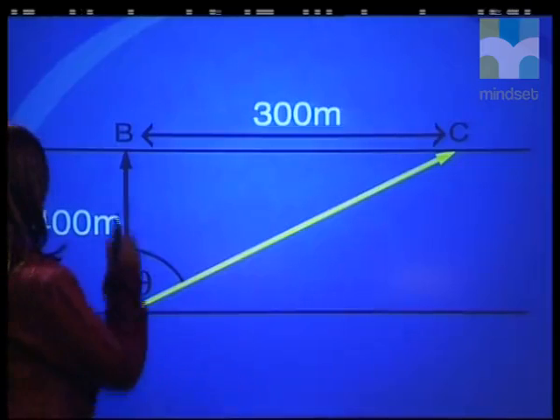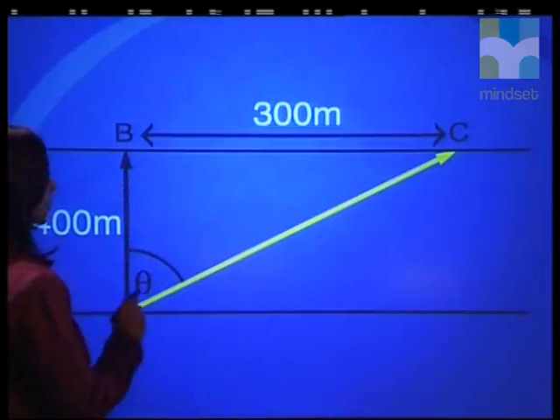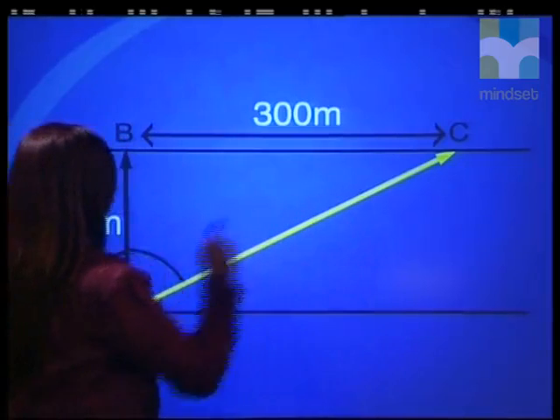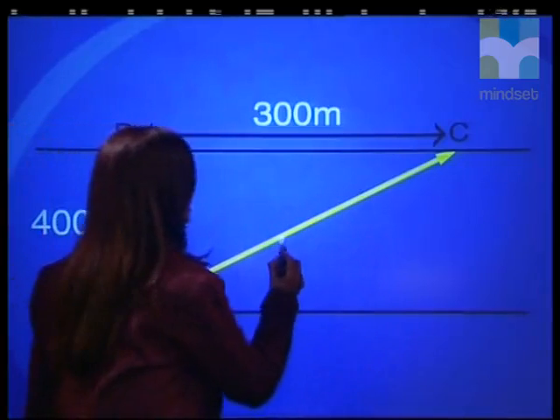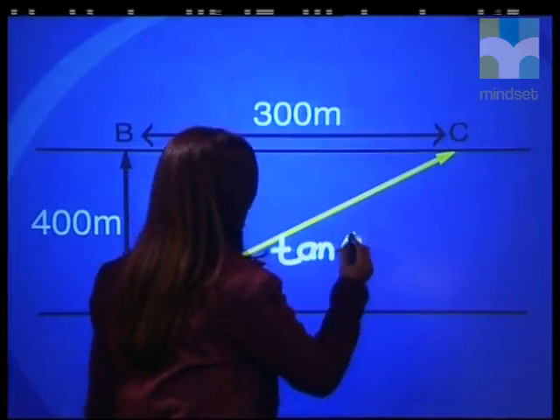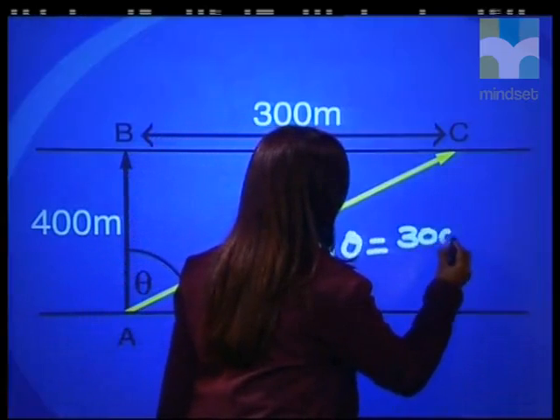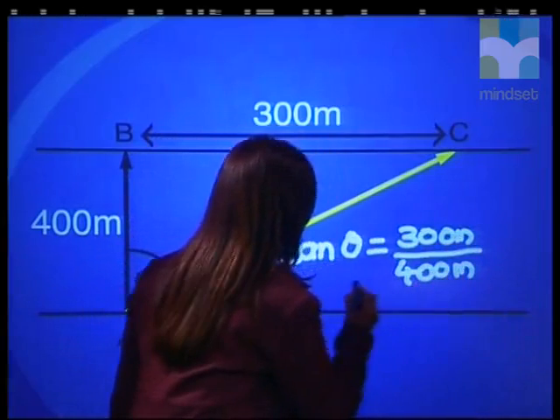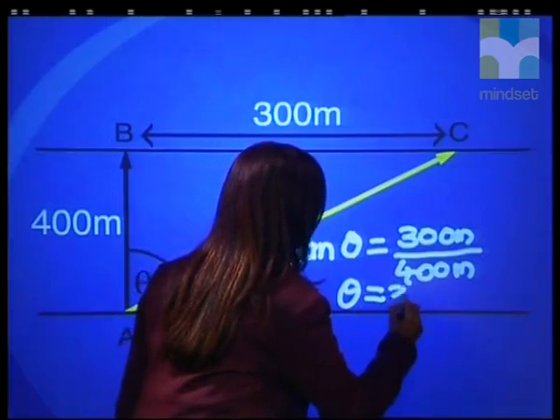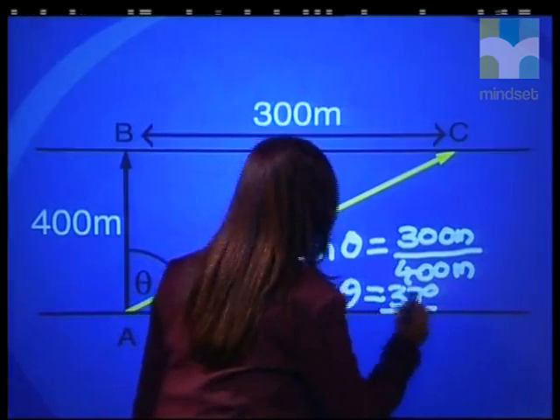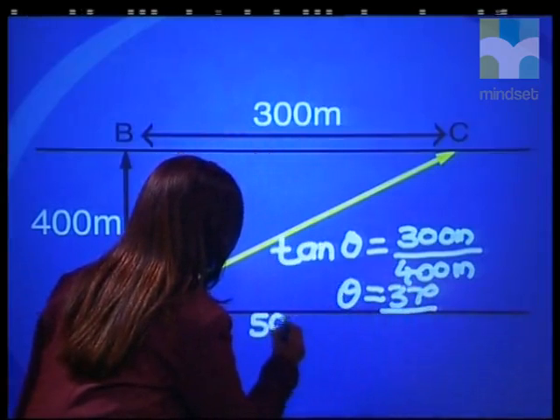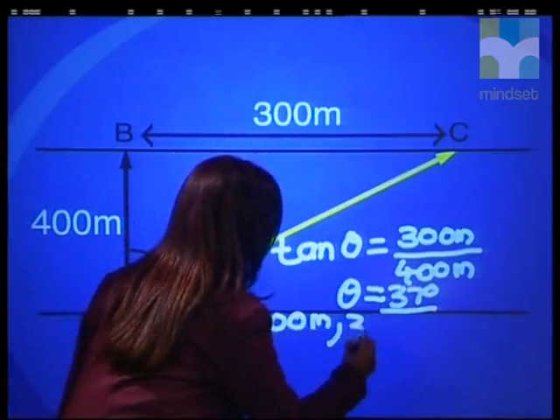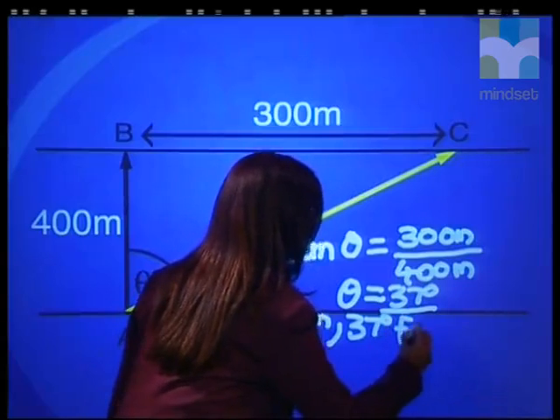And now we must determine the direction in which Ismail and the children moved. The direction from A to B is due north. So we will be using trig ratios to calculate the direction relative to this line. So the tan of angle theta is equal to 300 meters divided by 400 meters. So using your calculator, theta is equal to 37 degrees. So Ismail's displacement is 500 meters at an angle of 37 degrees east of north.